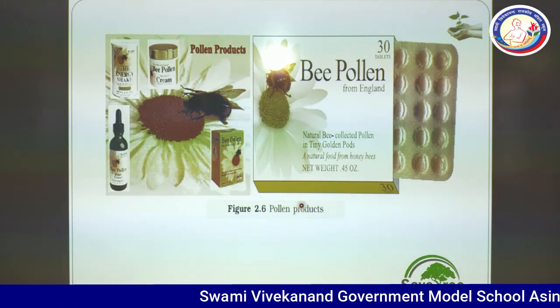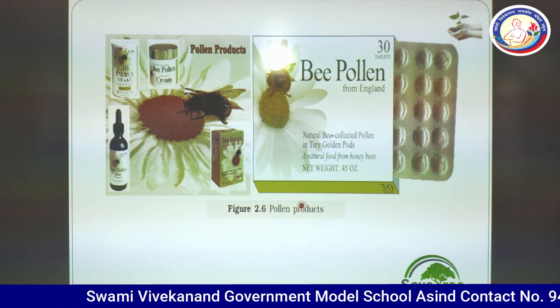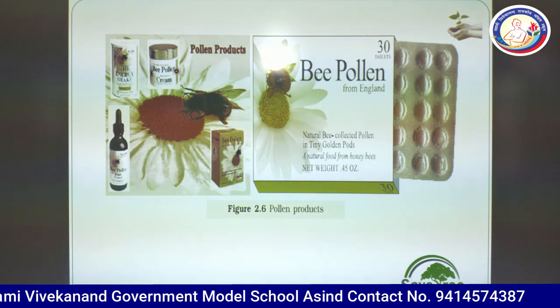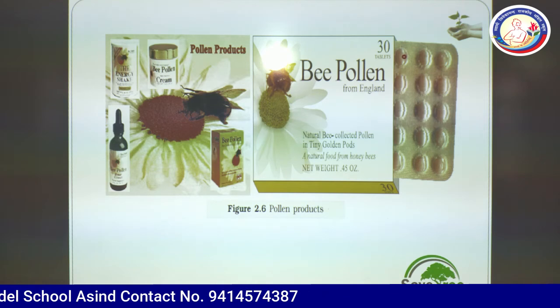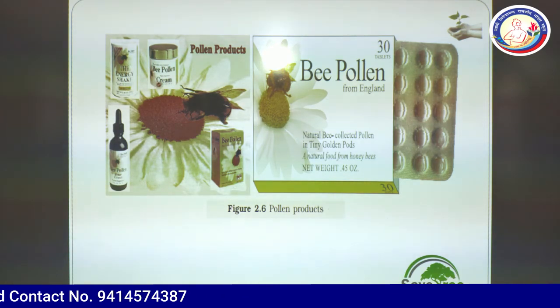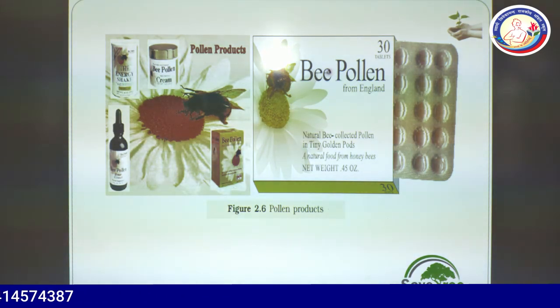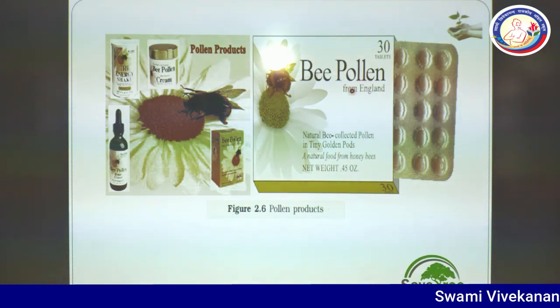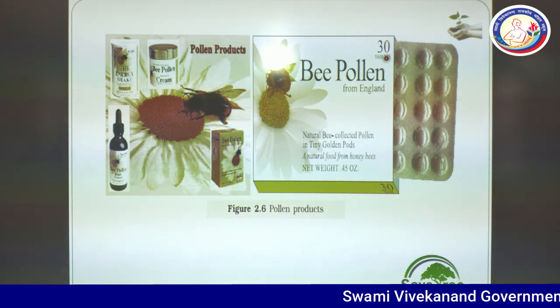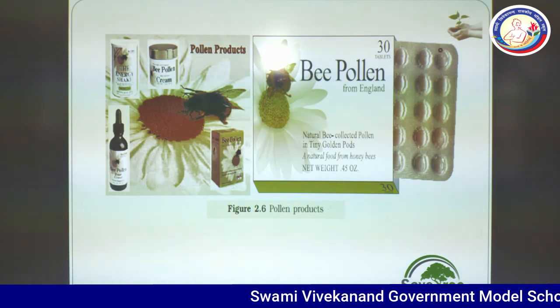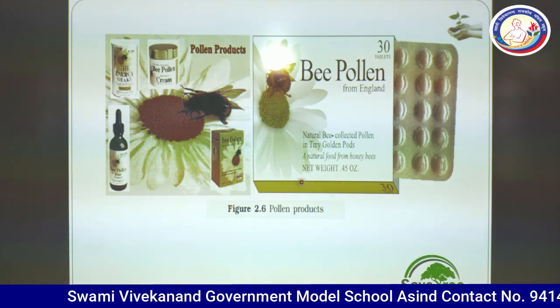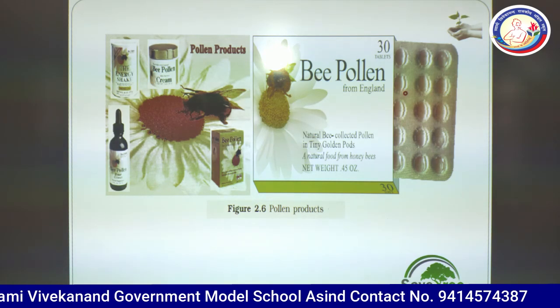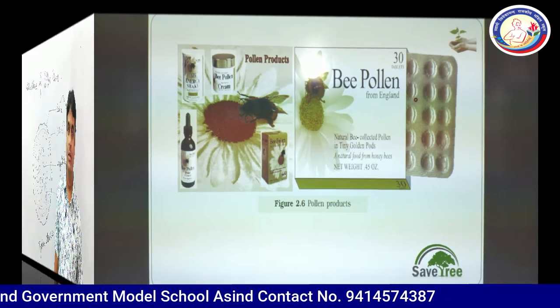There is a figure 2.6 in your book. You can see the pollen products. Different types of tablets, syrups, creams are available in the market, and a well-known example of this is bee pollen from England. It contains 30 tablets, and this is basically natural pollen used by athletes and race horses.